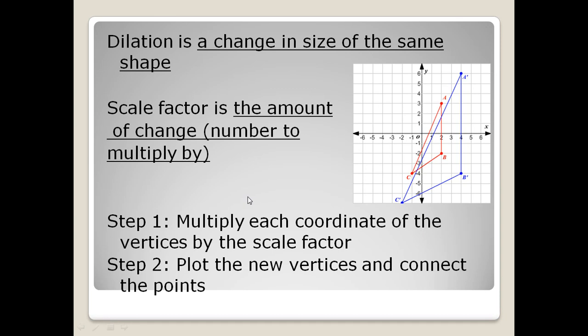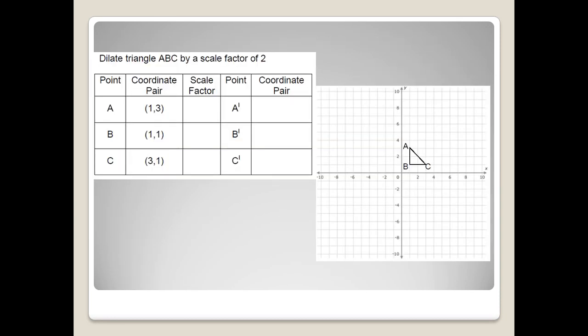For dilation, step 1: multiply each coordinate of the vertices by the scale factor. Step 2: plot the new vertices and connect the points. So let's dilate triangle ABC by a scale factor of 2. Our scale factor is 2, so we're just going to write times 2 in our scale factor space.